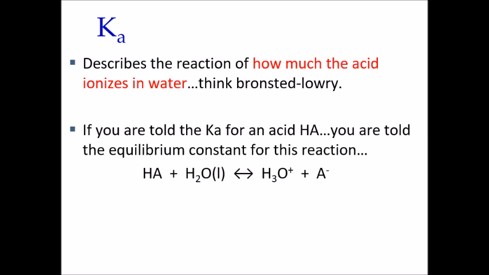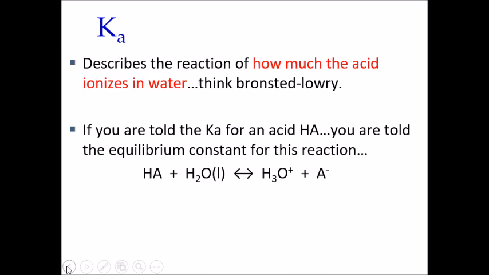So you want to think of the Bronsted-Lowry kind of reaction here. If you're told the Ka for the acid, you know the equilibrium constant for the reaction with water. And you can figure out how much of the hydronium is formed, how much of the conjugate base is formed. The size of the Ka will determine how much actually ionizes. Small Kas, not very much ionizes. Not very much of it goes over to the right, the product side of things.